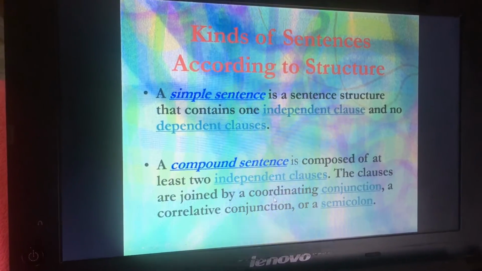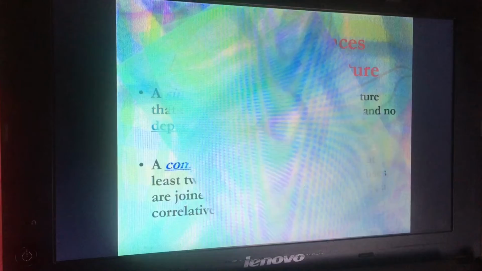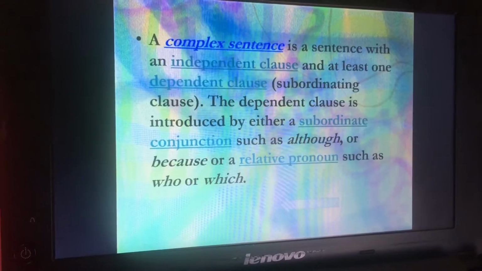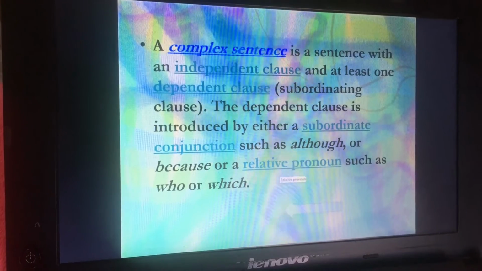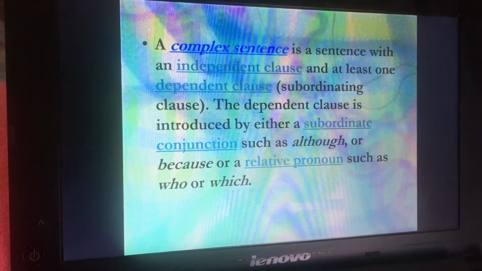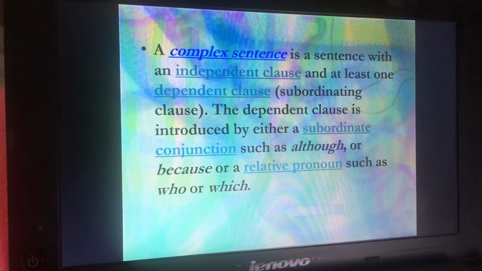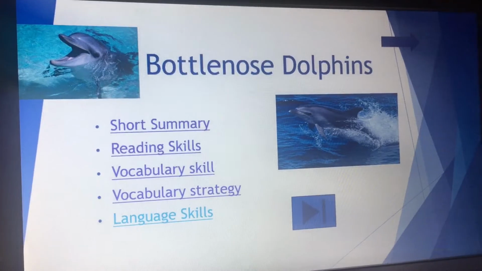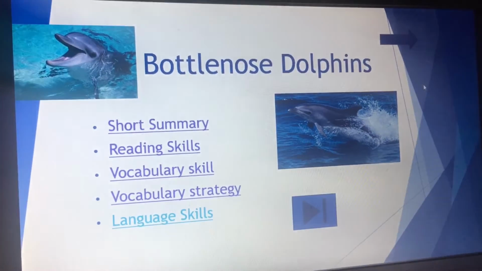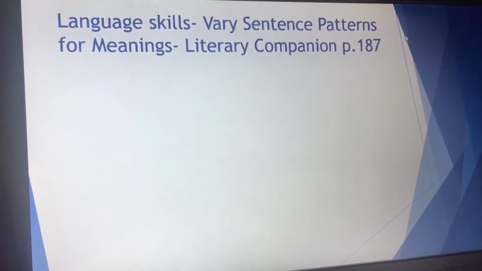All that you need to remember is the fanboys. The last part, which is a complex sentence, is about one independent clause and one dependent clause, which is the subordinating clause. Now let's move on to the last part, which is doing the exercises in our practice book. I need you all to open your practice book, page 187.